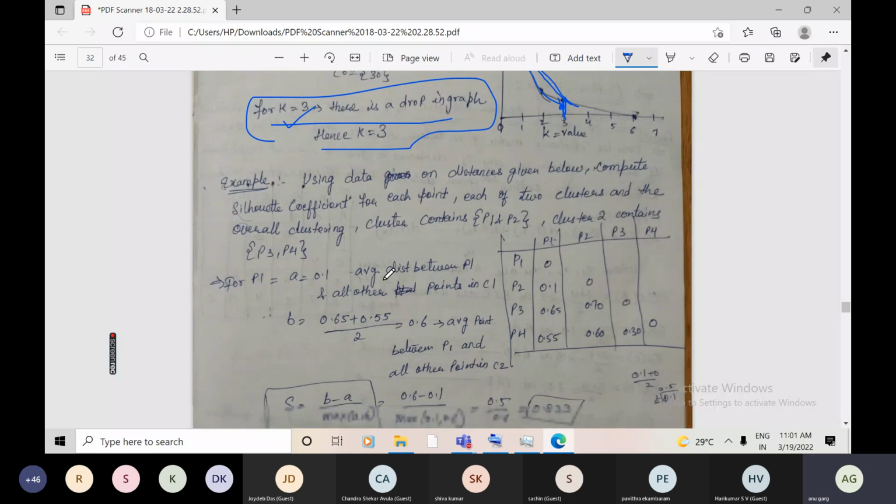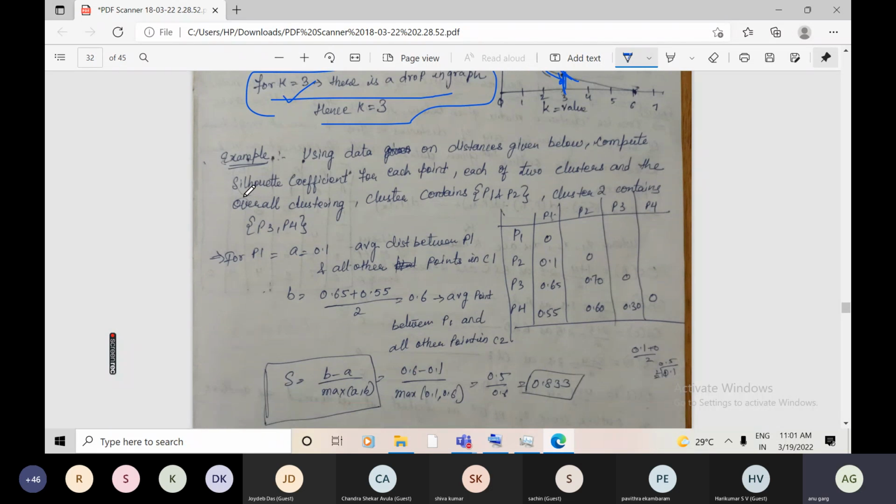Next is the Silhouette coefficient. This is an important concept, but in our sections they have not taught it to a great extent. I heard that it is an important concept, so I've done one problem on this. If anybody is aware, was it taught in any section? Okay, then we will see the problem.